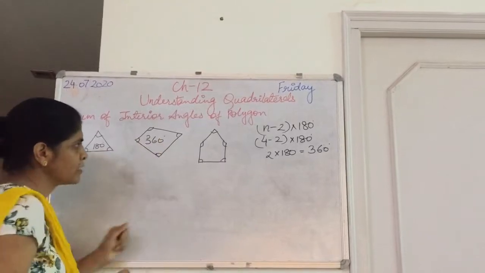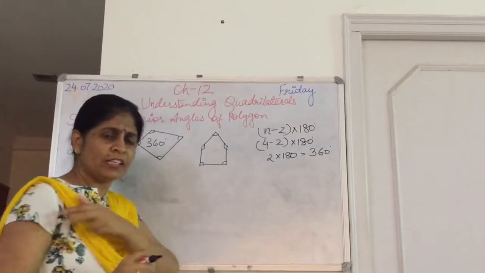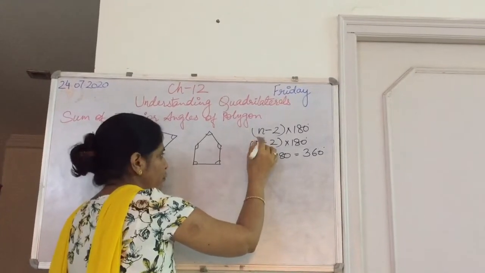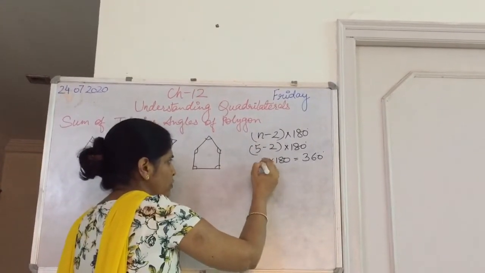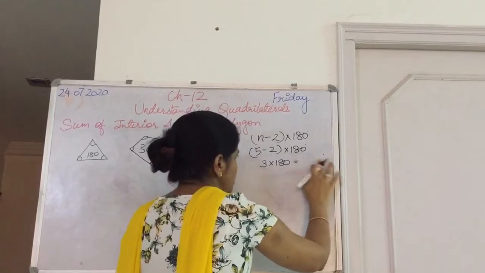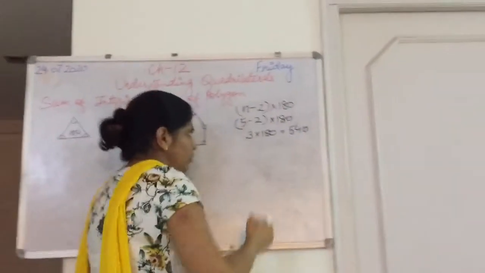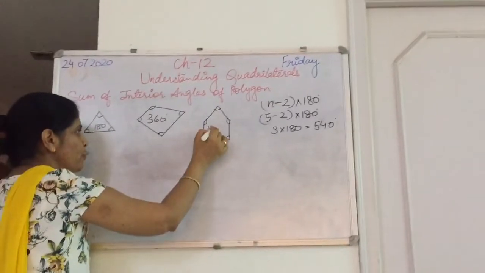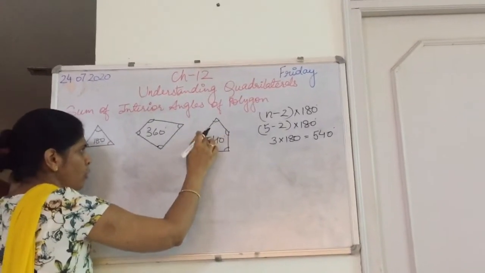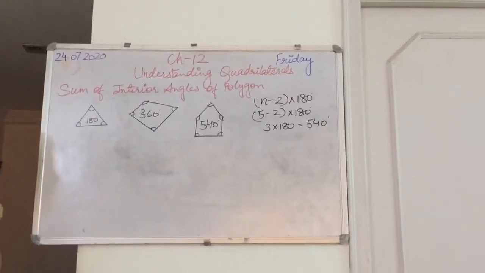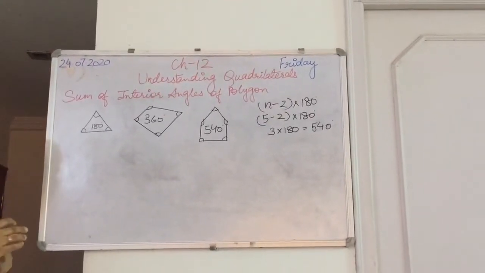Clear? Now let's talk about pentagon. Pentagon has 5 sides, so the value of n will be 5. So 5 minus 2 is 3, into 180, this is 540. Clear? So in this way you can find out the sum of all the interior angles of any polygon which you want to draw.